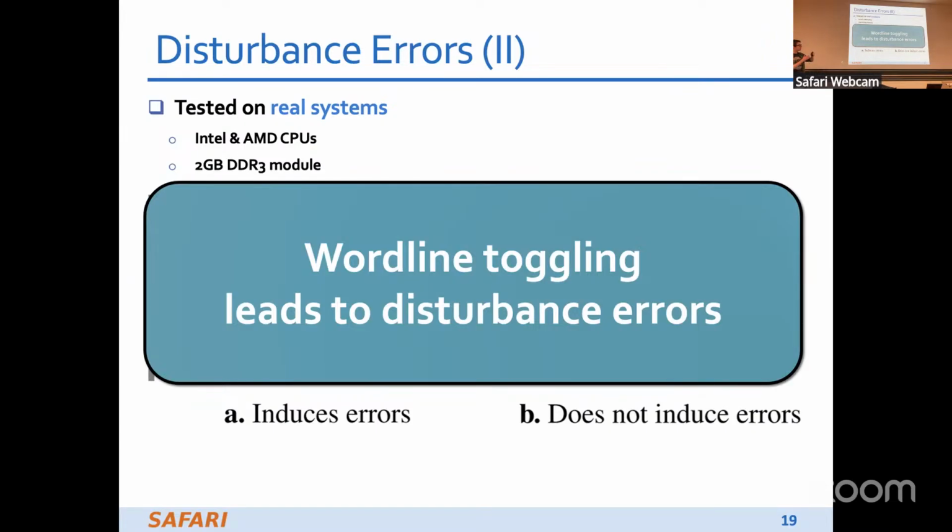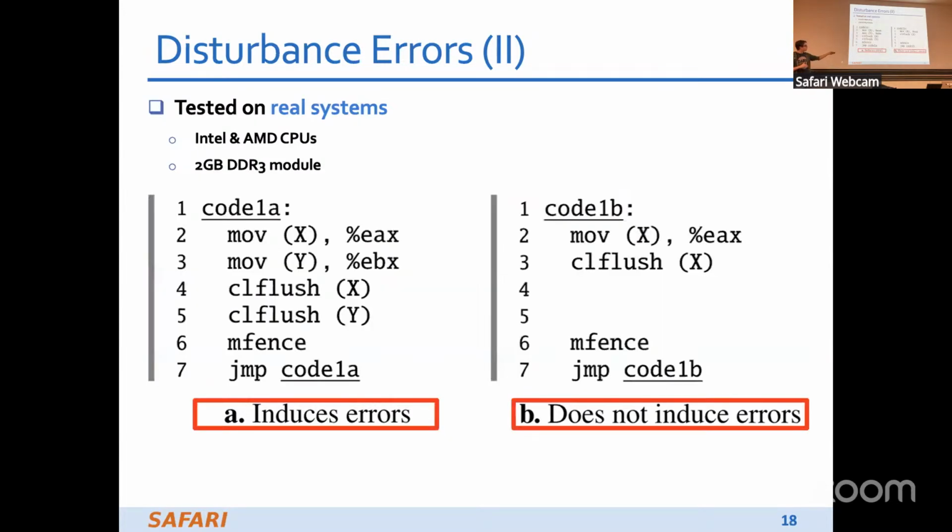these errors. If you just access the same memory location as is done in code 1B, it doesn't induce errors because what the memory does, it only activates that row once, and then it just keeps reading and writing to it. And then at the end, it pre-charges once. So there's only one activation at the start and one pre-charge at the end. So there's no word line toggling. The word line is just on completely, and that does not induce any errors.